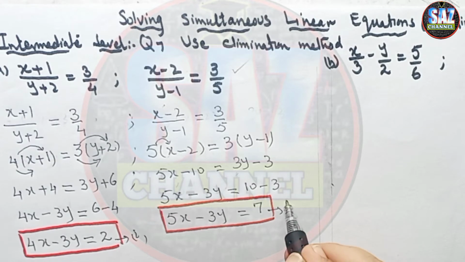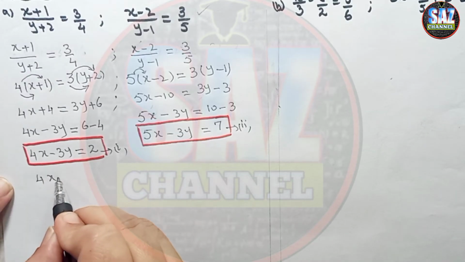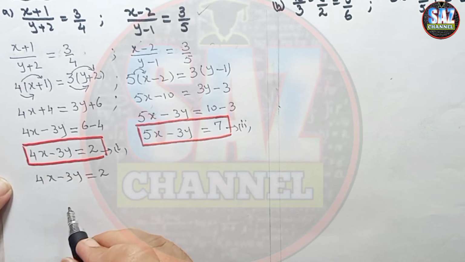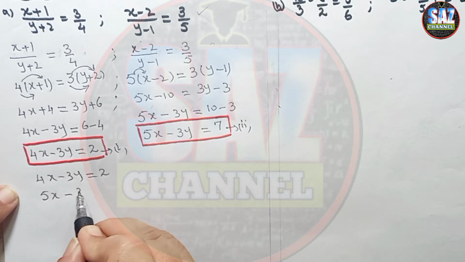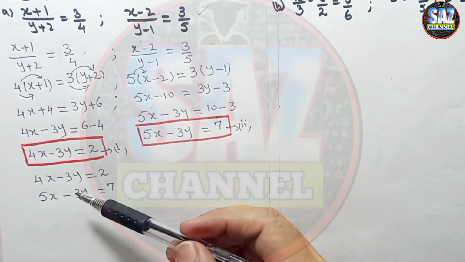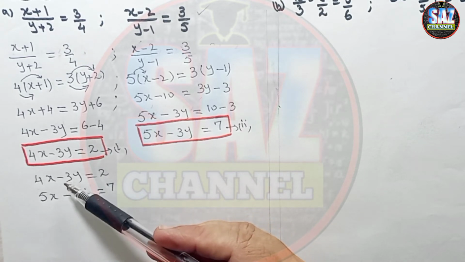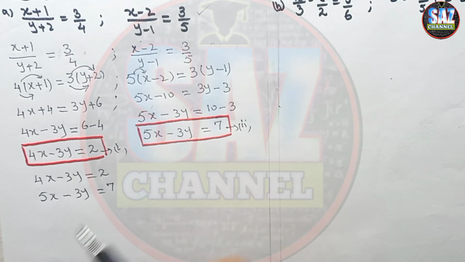Let me write the equations together. This will take the form 4x minus 3y equals 2 and 5x minus 3y equals 7. Now if you look at the coefficients of y in both the equations, the coefficients of y are 3 with minus sign. So same coefficient, same sign.